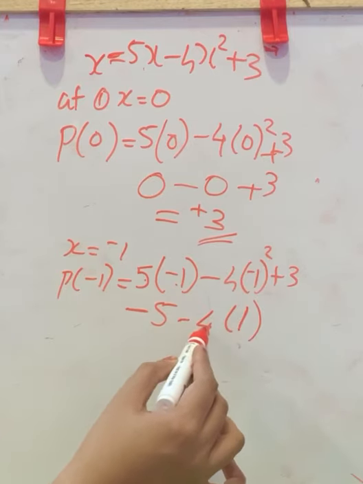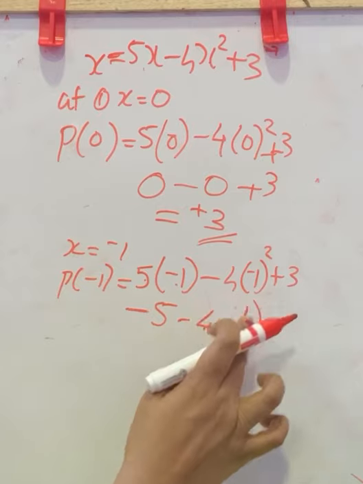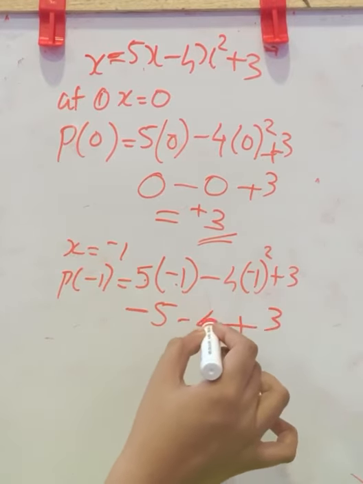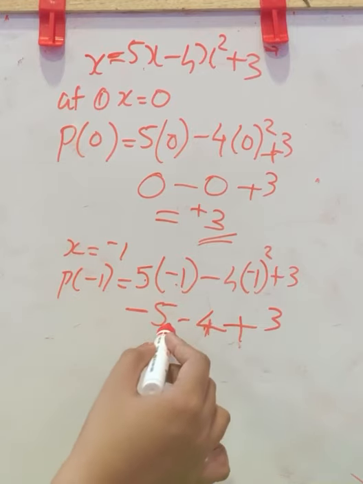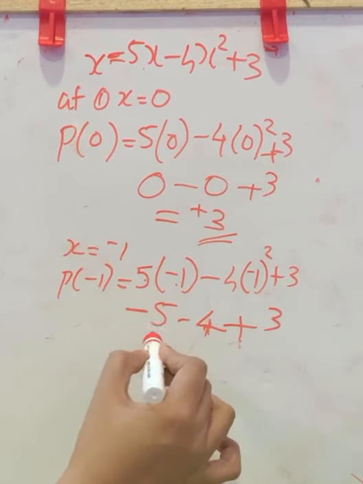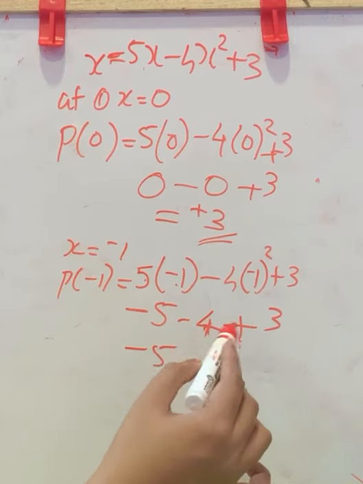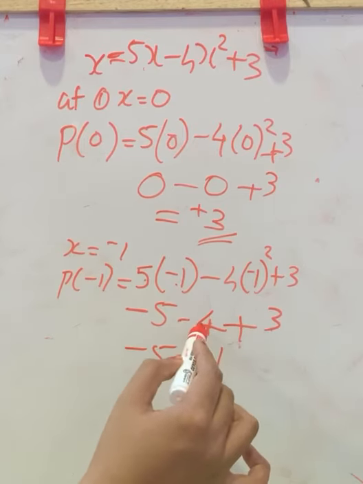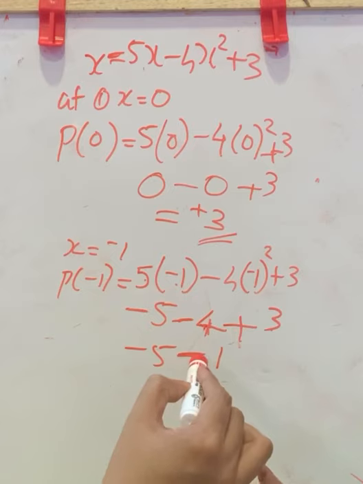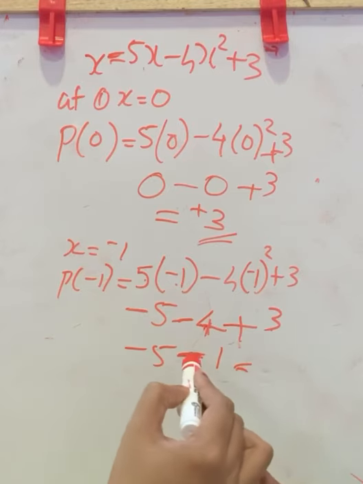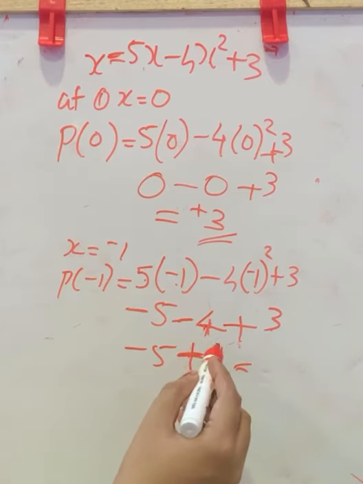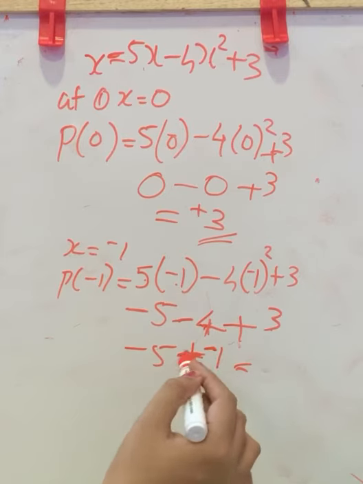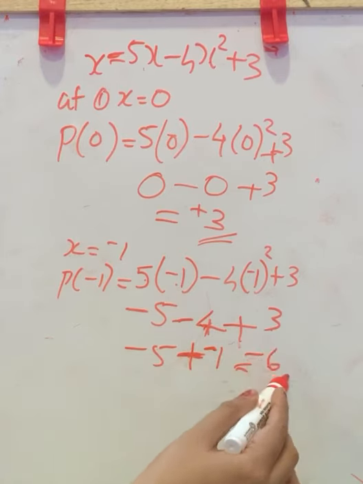Now negative 4 into positive 1, the result will be negative 4 plus 3. That is minus 5 minus 4 plus 3. We can do the addition first. That is minus 4 plus 3. Result is minus 1. Smaller number subtracted from bigger number and put greater number sign. Now this is subtraction. So we will make it as addition and change the next number sign. Now these are both negatives. Adding it, we will get the result negative 6.